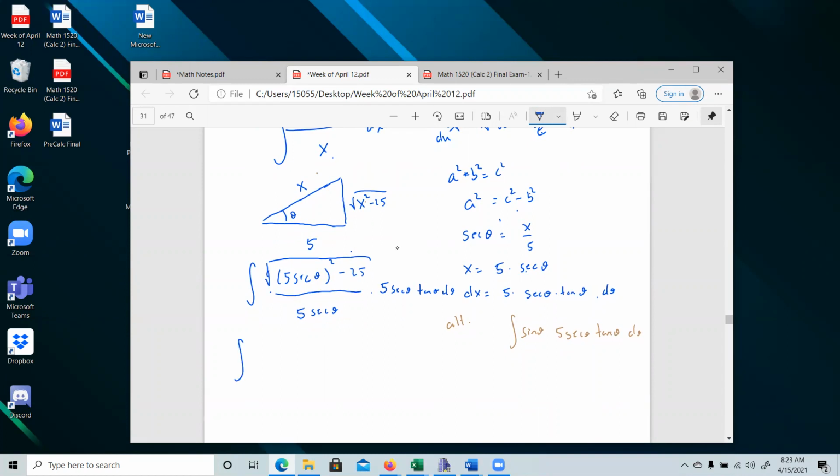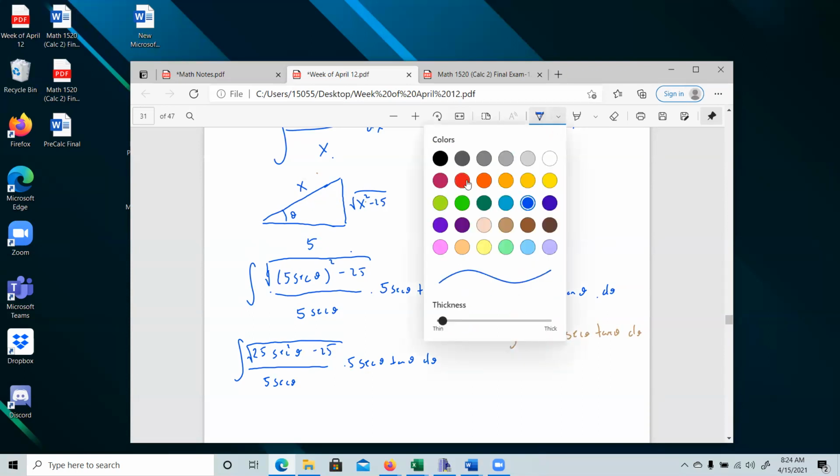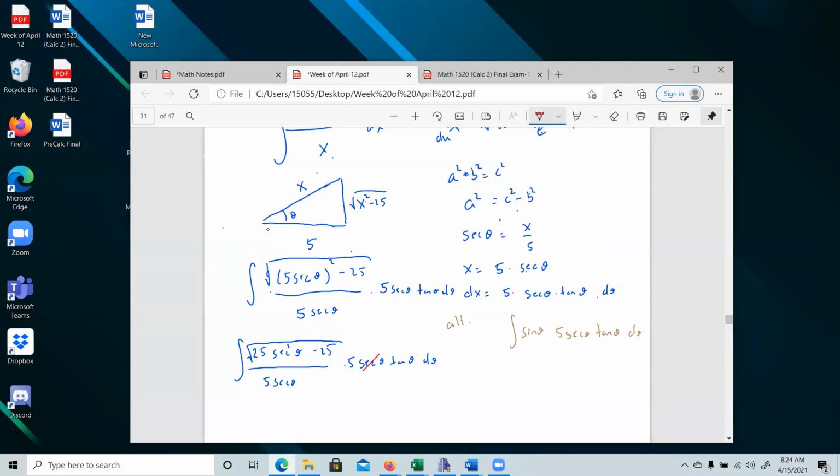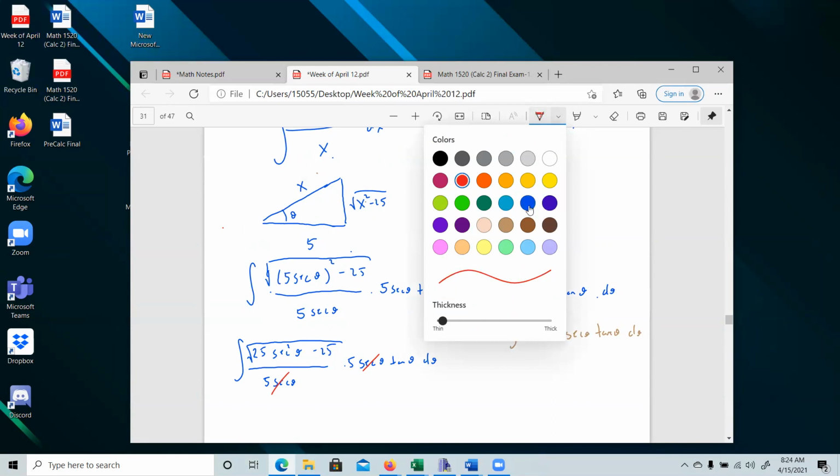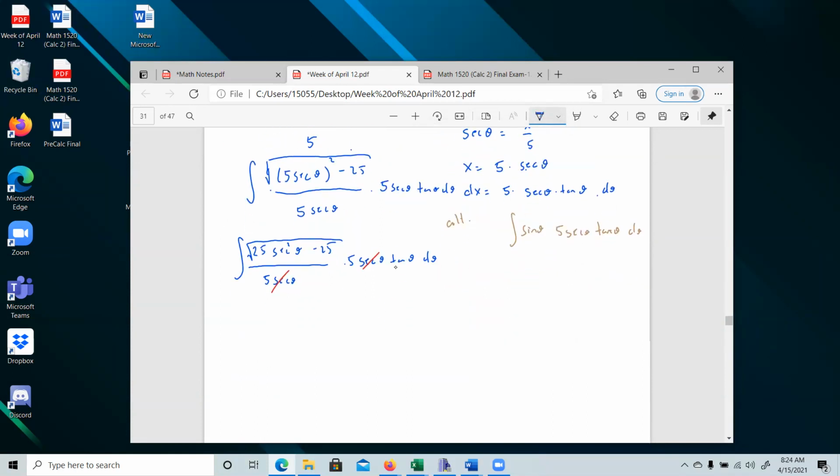So, integral, we have the square root of 25 secant squared theta minus 25, divided by 5 secant theta, times 5 secant theta tangent theta d theta. And you might notice that a couple of things tend to cancel here. We have a 5 secant theta, we have a 5 secant theta. Okay, and then we're going to need something from the identities section. So we'll put this aside and come back to it as soon as we get to the same spot. All right, so remember that sine squared theta plus cosine squared theta is equal to 1.